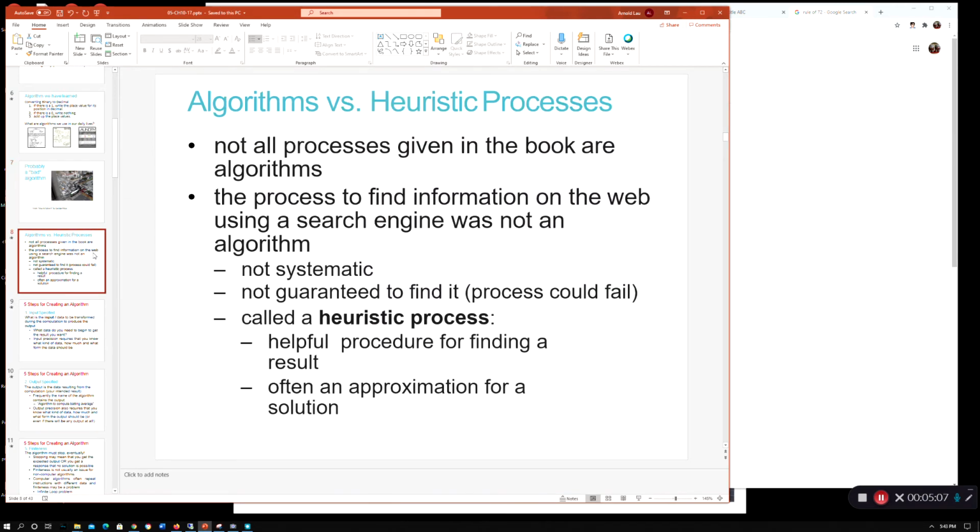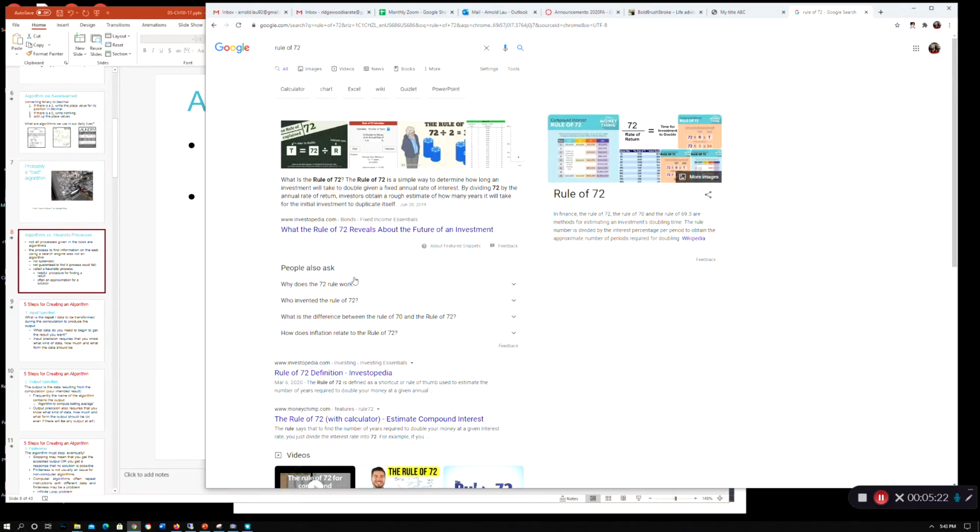So what's the difference between an algorithm and a heuristic process? I think of a heuristic process as a rule of thumb, right? So you can do something quick. And what I did was I pulled up this rule of 72. For some of you, especially if you go into business school, the rule of 72 is a simple way to look at an investment to see how long it will take to double your investment. And note this point right here.